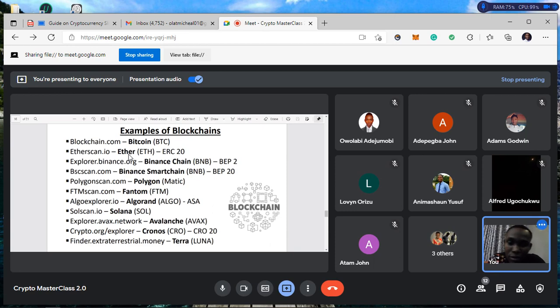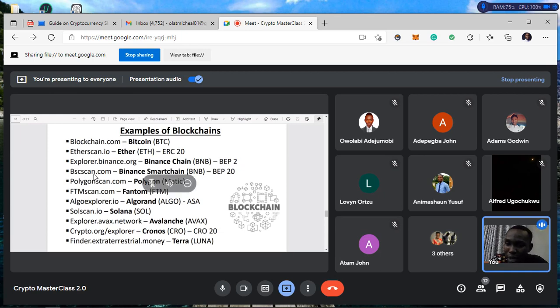So any digital asset that does not have its own blockchain, we call them tokens. But the ones that own a blockchain of their own, that use that particular digital asset to pay as gas fee, is what we call coins. So that's the difference between coins and tokens.